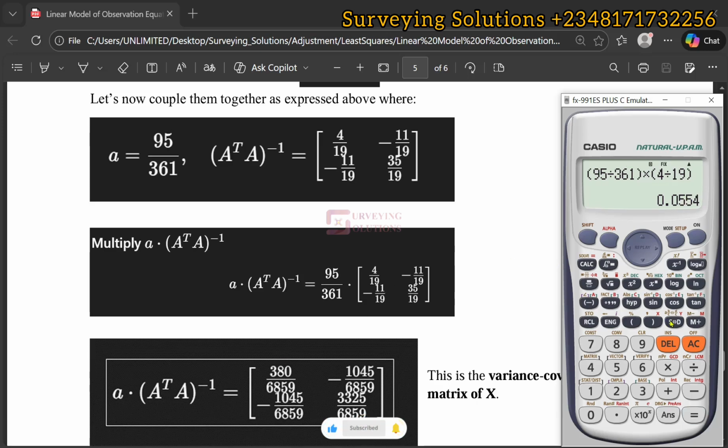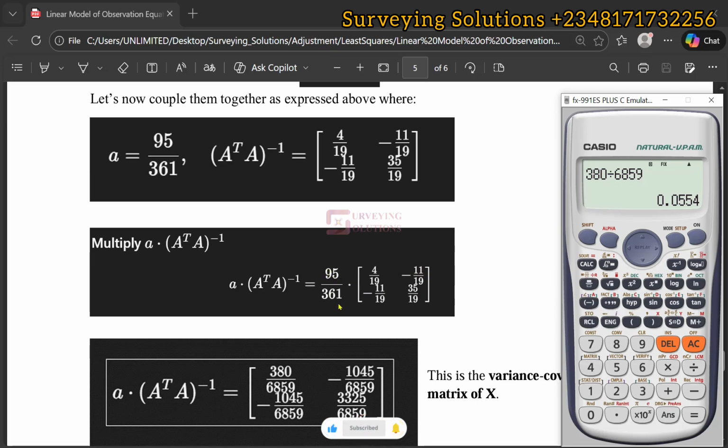0.0554, right? So that's simply this value that is here. If you simplify further, let's take 380 divided by 6859. You can see that they actually equal 0.0554, right? Good. So that's how you go about your matrix multiplication. This multiplied by this multiplied by this, and then this multiplied by this, right?